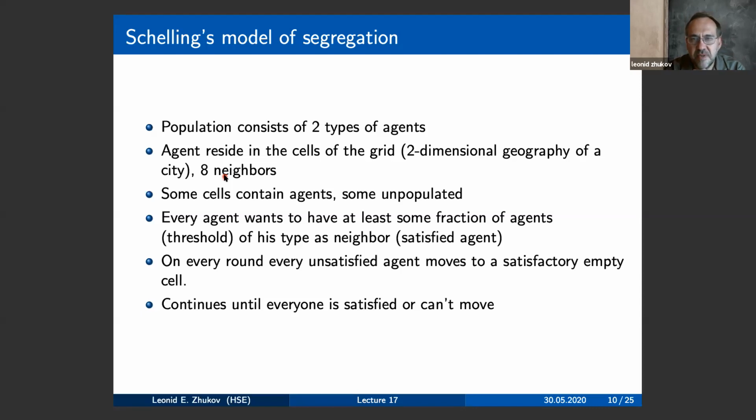And every agent wants to have at least some fraction of neighbors of his own type. If that happens, the agent is satisfied and does nothing. If it doesn't happen, if an agent is unsatisfied, it moves to a new cell. It tries to find a new cell where it can be happier. Of course, for this to work, there should be some empty cells available for allocation. And then this process continues until it settles down, right? Make sense?